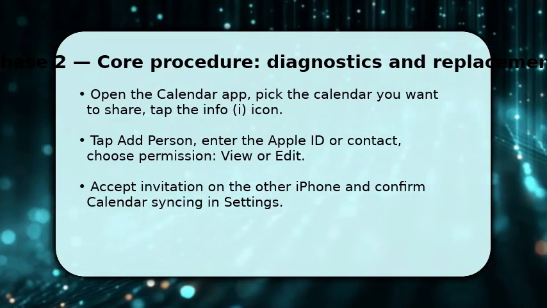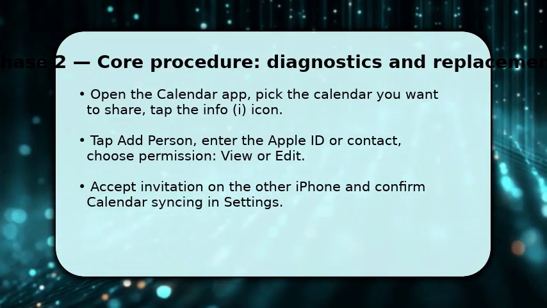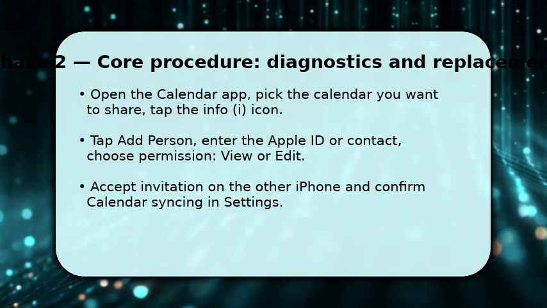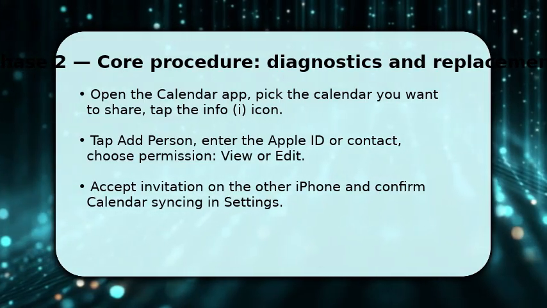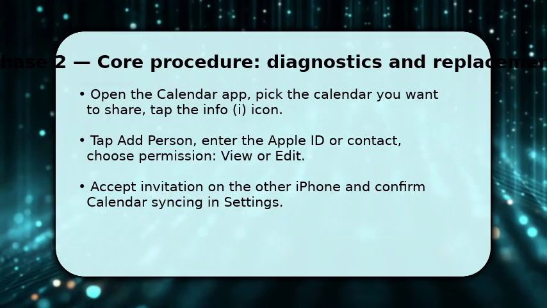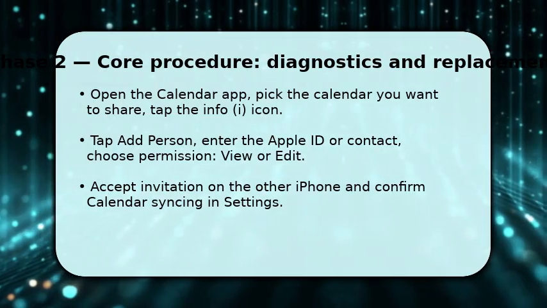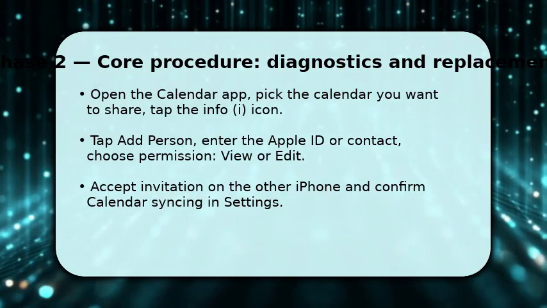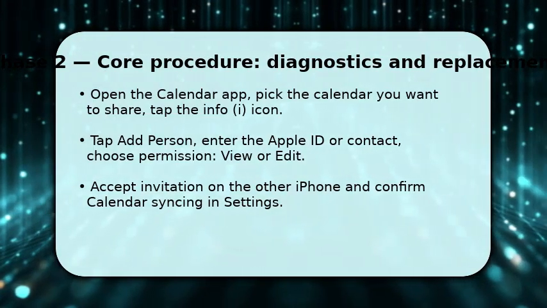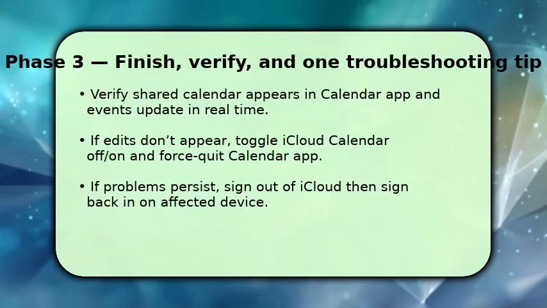Once invited, the other iPhone must accept the invitation in Mail or Calendar. This links the calendar to their account. Make sure they have calendar syncing enabled under Settings, right arrow, Accounts so events appear. Finish by confirming the shared calendar shows up and that new or edited events propagate between devices.